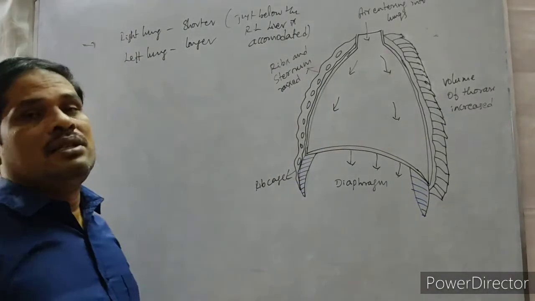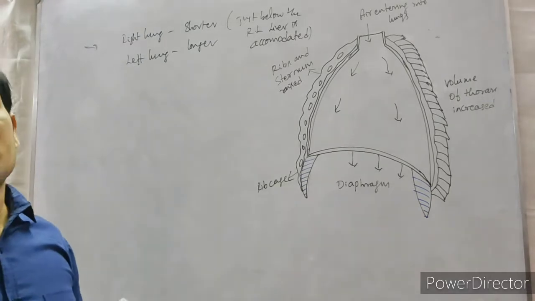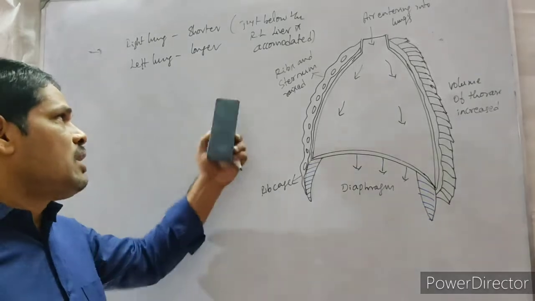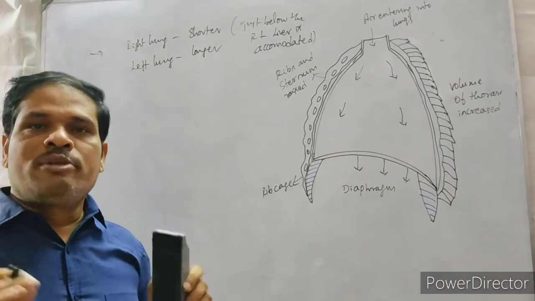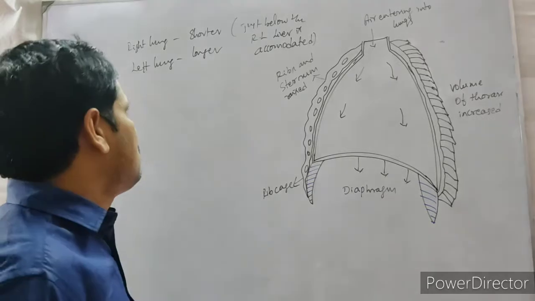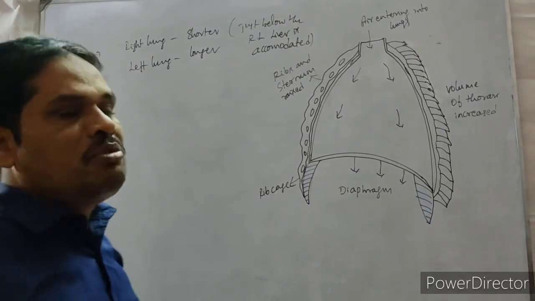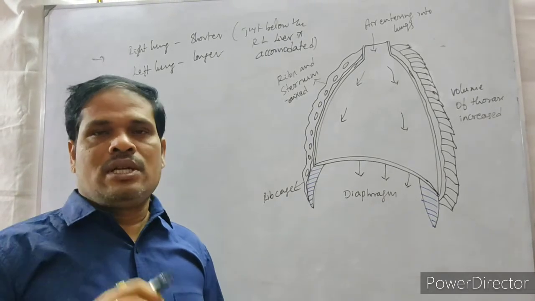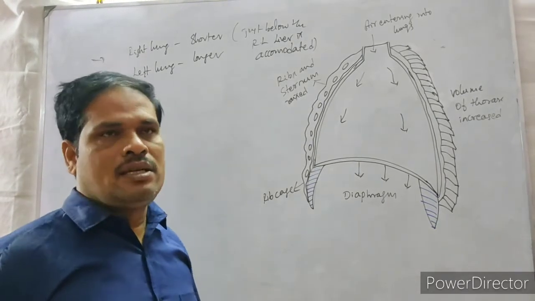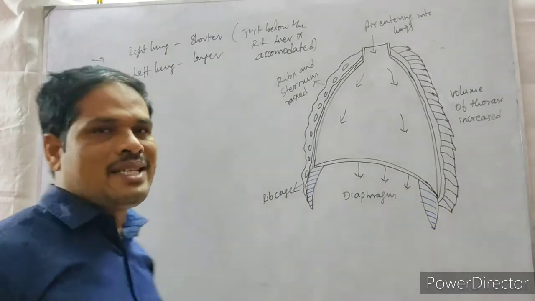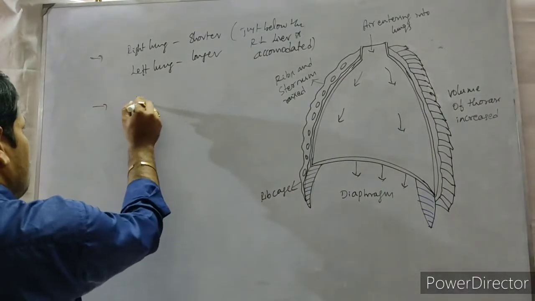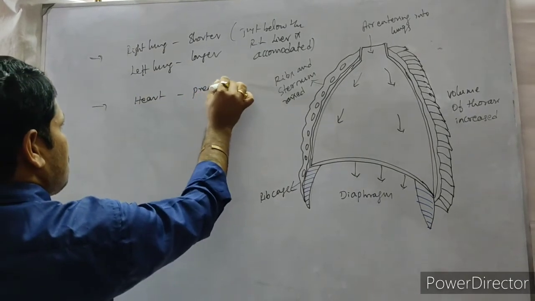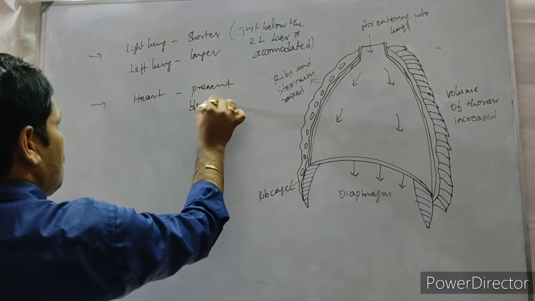In the right lung area, the diaphragm is a little bit higher in position. Only one reason, because of the accommodation of the liver. The next one, in between the lungs, the heart is present. The location of the heart is the mediastinum, present between the lungs.